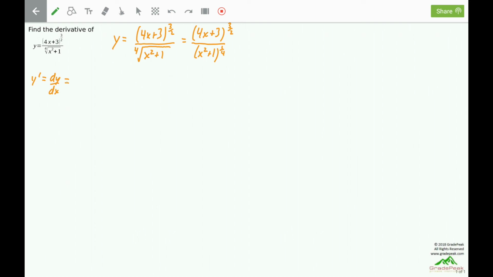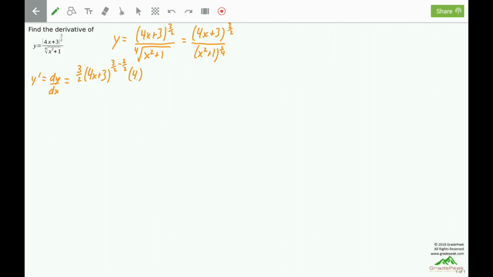will be the quotient rule overall. Derivative of the numerator, it's a power function, so we'll bring the power down, 3 halves. We have the inside left alone. We're going to subtract 1 from the power, so 3 halves minus 2 halves, and then multiply by the derivative of the inside of the power function to complete the chain rule.